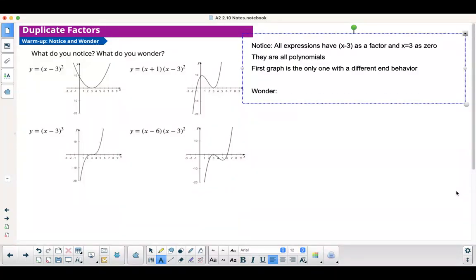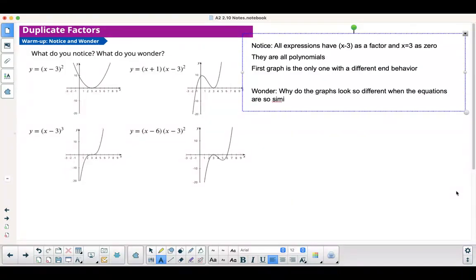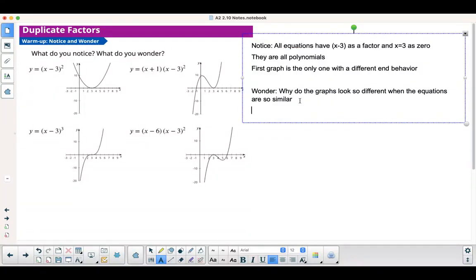Some wonders. How about, why do the graphs look so different when the equations are so similar? Equations, or I guess I said expressions earlier. Maybe I changed that to equations. All right. What would (x - 3) to the fourth look like? I notice we only have powers of 3 and 2 on x - 3. So there's something. What else?